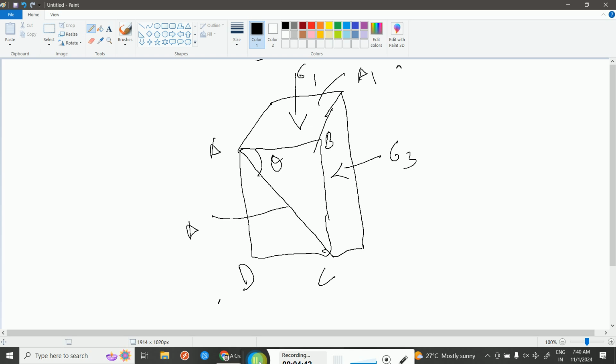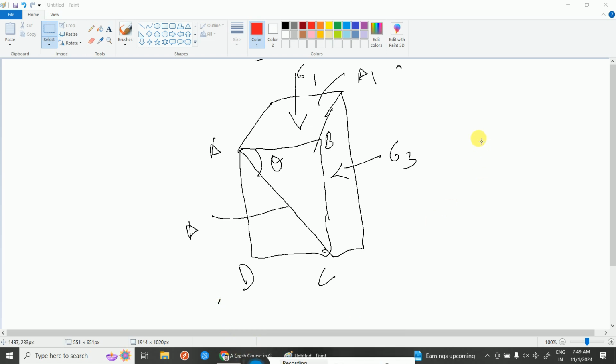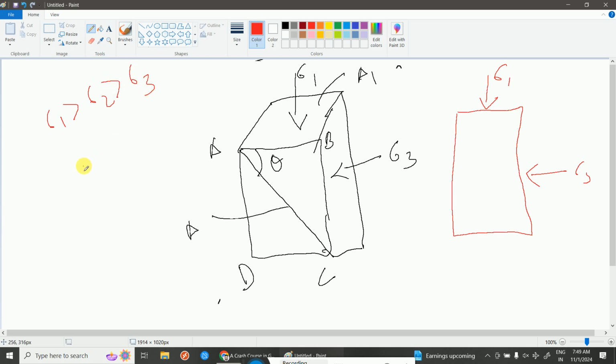Now we will distribute the stress on this. Now take a plane, this plane is taken from this block. This is sigma 1 and this is sigma 3. We know that sigma 1 is greater than sigma 2, which is greater than sigma 3. Okay, now stress is applied.